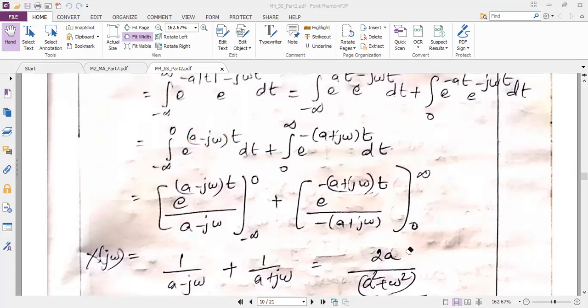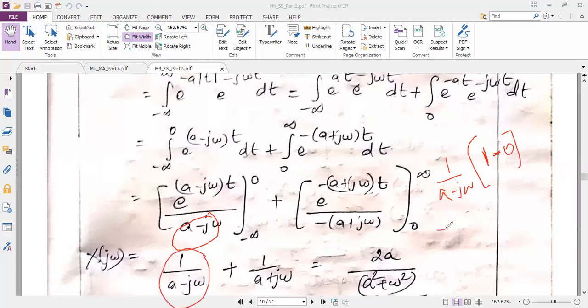Before substituting the limit, you can keep this as a constant term. So I will take from the first term a minus j omega outside. Within the bracket, it is e power 0, which is 1, minus of e power minus infinity. How much is the value of e power minus infinity? 0. Okay, so my first term is just 1 minus 0, which is 1. So 1 divided by a minus j omega. That is my answer for the first term.